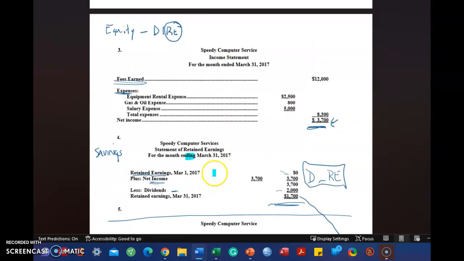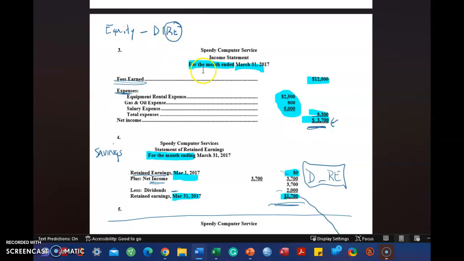However, not so with the income statement and the statement of retained earnings. The statement of retained earnings captures what happened to retained earnings during the month of March. So it begins with March 1 and ends with March 31st. During the month, they started off with a zero balance, and we've discussed this form already, and it ended with 1,700. Same thing with the income statement. During the month, 12,000 in fees were earned, and then a total of these expenses were incurred, 8,300, resulting in net income for March of 3,700.